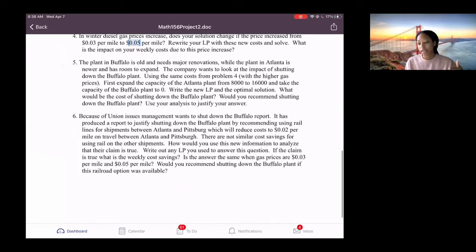Okay, and then for the last question, it's saying that we plan to shut down one of the plants, the Buffalo plant, and you want to see how that affects the cost and if it's worth it to shut down that plant. Will that lower your cost overall?